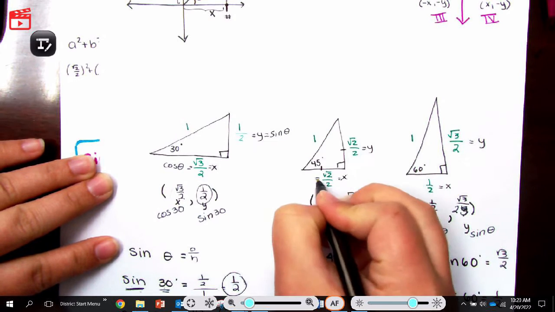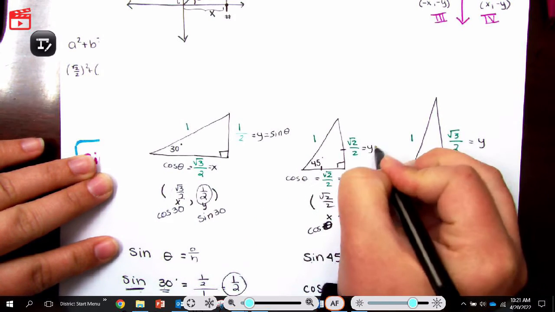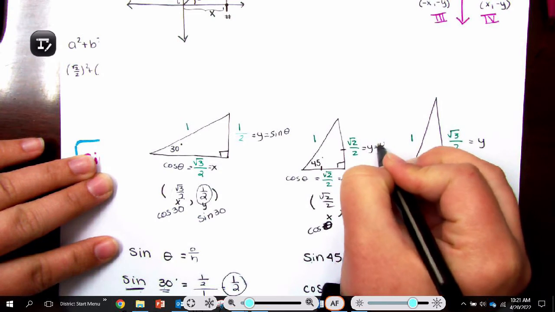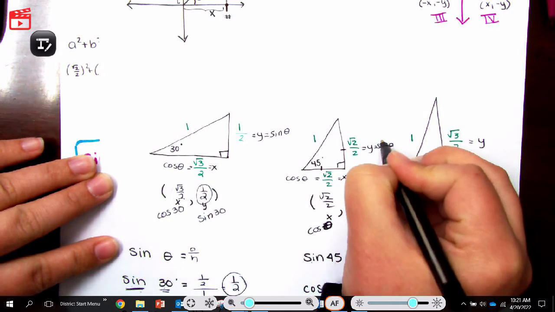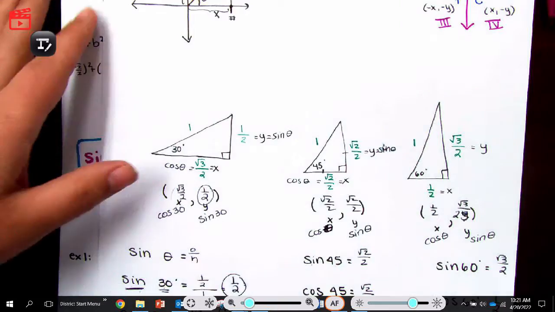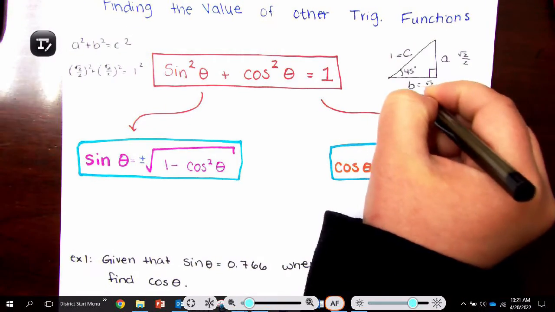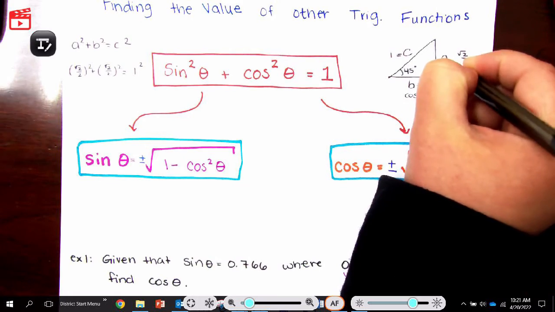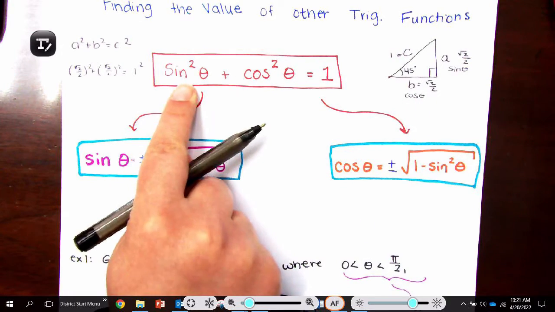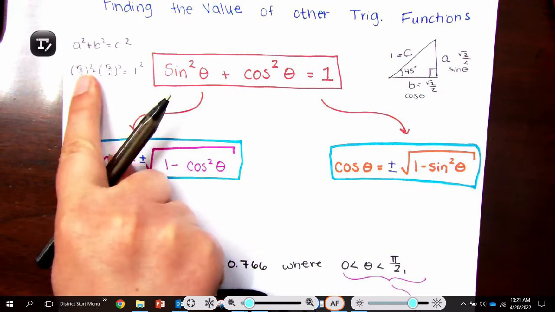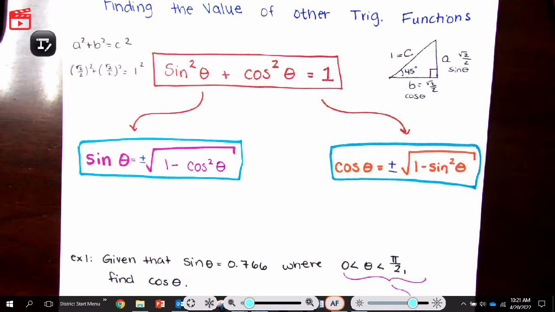So this is your cosine of theta, sine of theta. So cosine of theta, sine of theta. And so same here, this is your cosine of theta, this is your sine of theta. So this is where you have sine squared plus cosine squared equals that hypotenuse 1. Anything that's squared, 1 squared is 1, so we leave it.